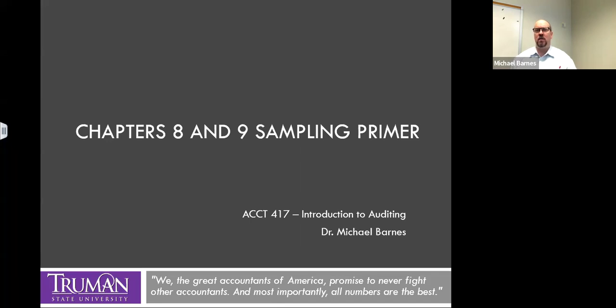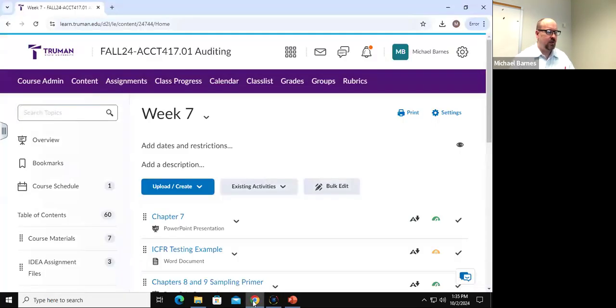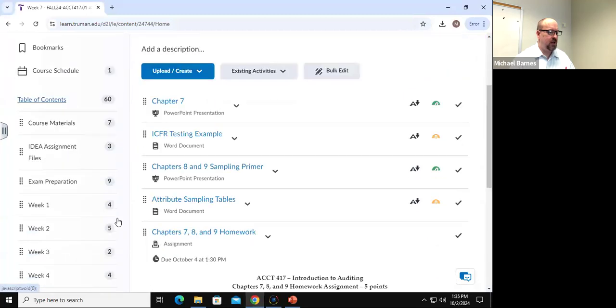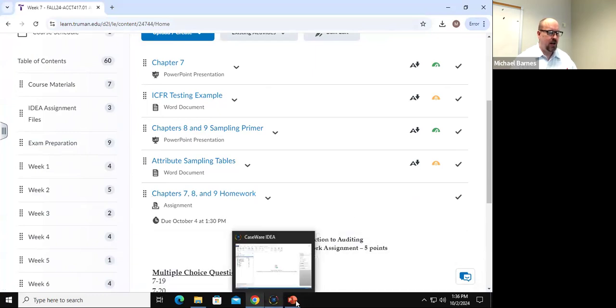If you've got IDEA open, great. If you don't have it open, that's fine too. It's not going to be required that you run along with it. The IDEA stuff is mostly for clarification purposes. What I recommend is that you actually have the slides and information in front of you. Also on week 7 on the Brightspace page, you'll notice that underneath the slides for today, there's a document called attribute sampling tables. You may want to have that available, as we're going to talk a little bit about what's contained within that as well.